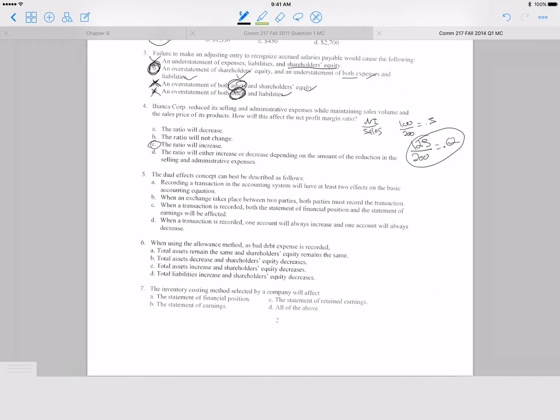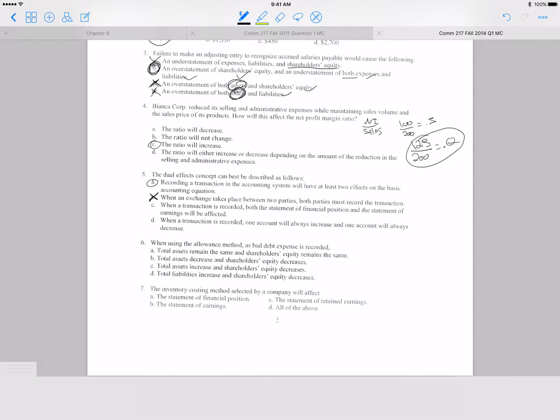So A is recording a transaction in the accounting system will have at least two effects on the basic accounting equation. So this is correct because it will have two effects on the basic accounting equation. So it will affect the assets or liabilities, or it will just affect the liabilities and shareholders' equity. So let's just go through the other possible solutions as well. B says when an exchange takes place between two parties, both parties must record the transaction.